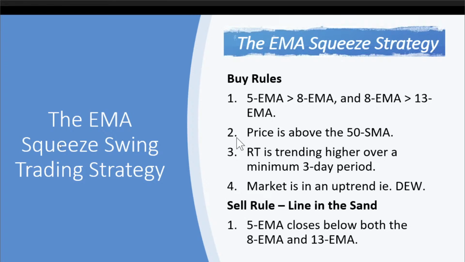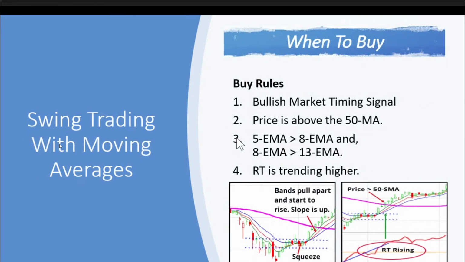All right. Our sell rule, or our last line in the sand, is when the 5-day EMA closes below both the 8 and the 13. That's our sell signal. Okay. So let's take a look at some close-up, zoomed-in examples, because it's very intricate, and each day is important right around the time that you get your signal.